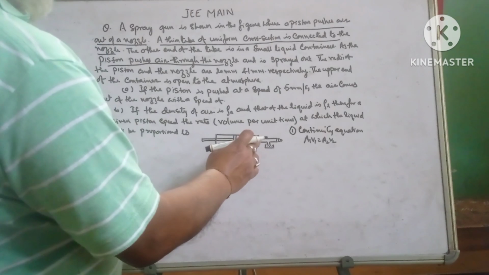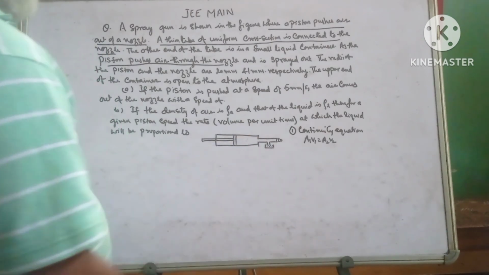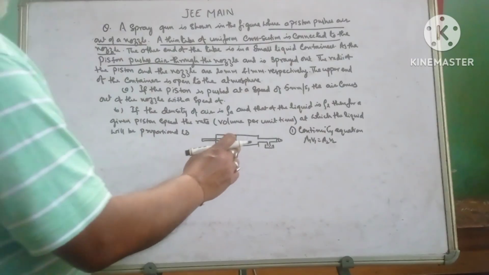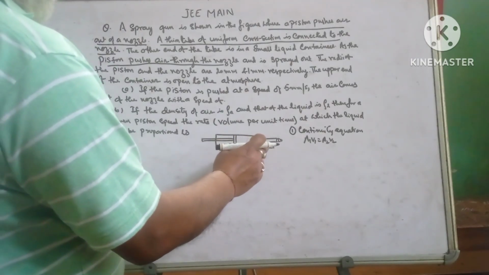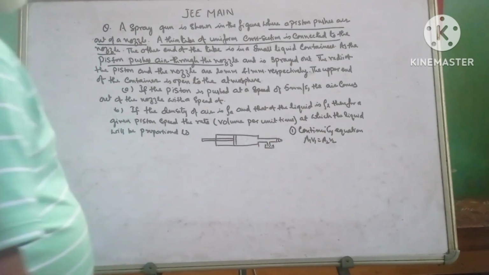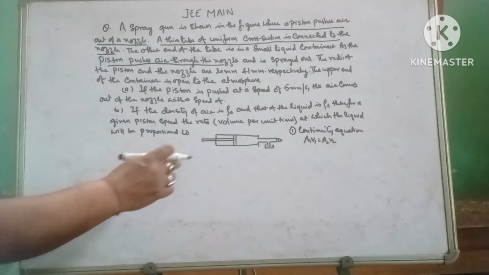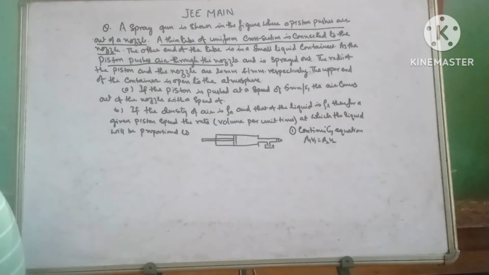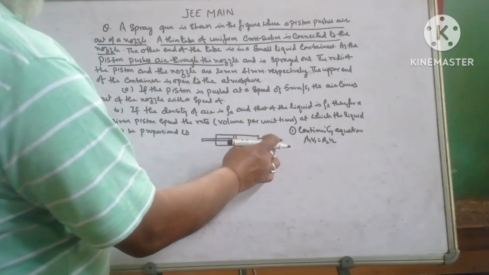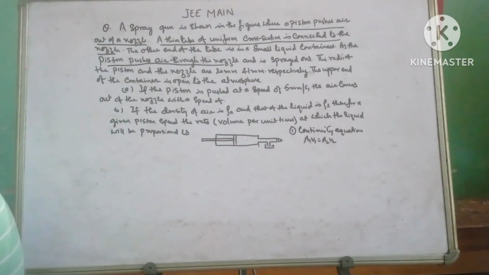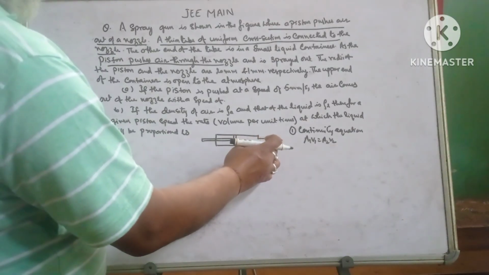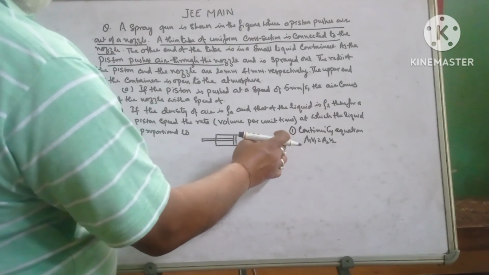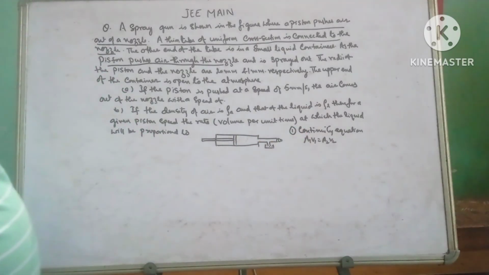As the velocity of the air rises here, there will be a drop in pressure, and this drop in pressure will create a suction. Because of this suction, the liquid will be lifted up and the liquid will be sprayed out.